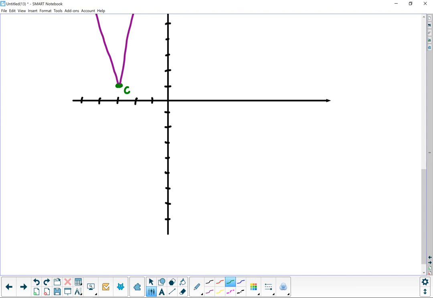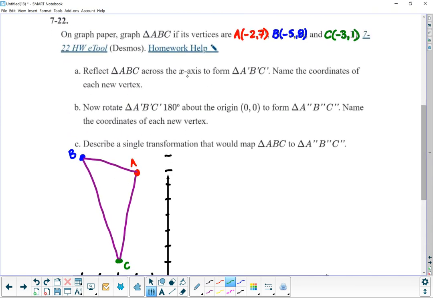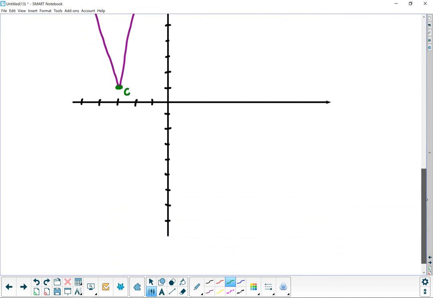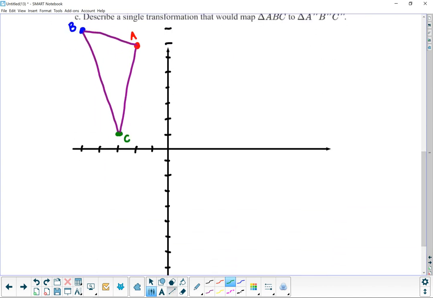So you see how C is 1 unit away, and so part A, they want us to reflect this across the x-axis. The x-axis is sitting right here. So if I go across the x-axis, my point C is going to be 1 unit down. So it's going to end up being about right here. And we'll call that C prime.